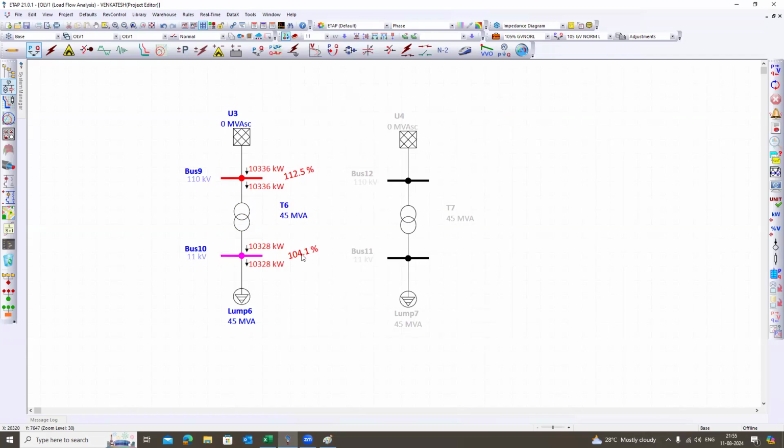Clear? So this gives the tap on the maximum side. That means the maximum tap we have defined is 6.25. With the tap of 6.25, we are able to bring the voltage down, or regulate the voltage at the 11 kV bus, well within 5%.